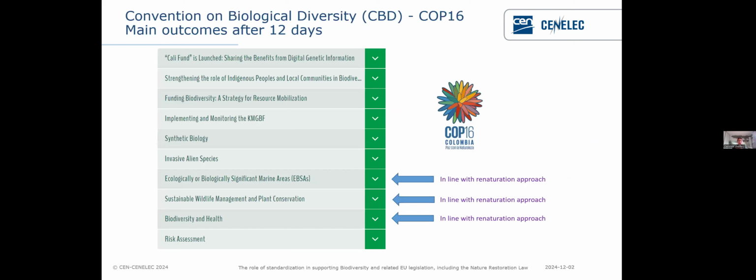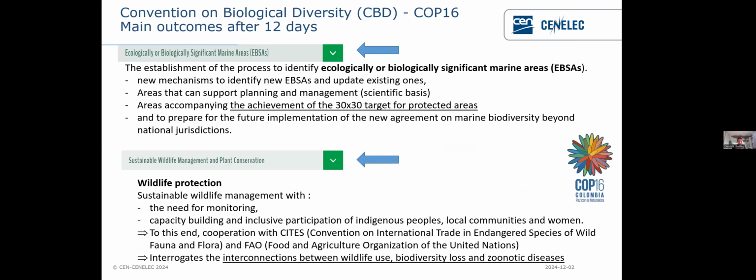Here, very shortly, the main results and perspectives from COP16, in particular in relation to the issue of renaturation. The major outcomes of COP16 complement the implementation mechanism of the global biodiversity target, 30 by 30, and are also in line with the renaturation approach. Very quickly, the establishment of the process to identify ecologically or biologically significant marine areas, which is based mainly on a new mechanism to identify them. Those areas accompany the achievement of the 30% strategic target and also prepare for the future implementation of the new agreement on marine biodiversity beyond national jurisdictions.